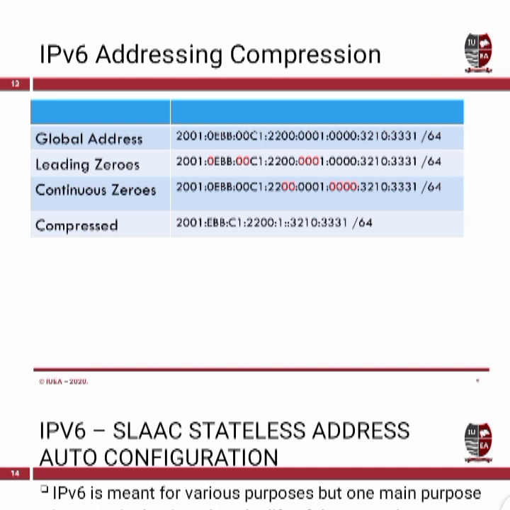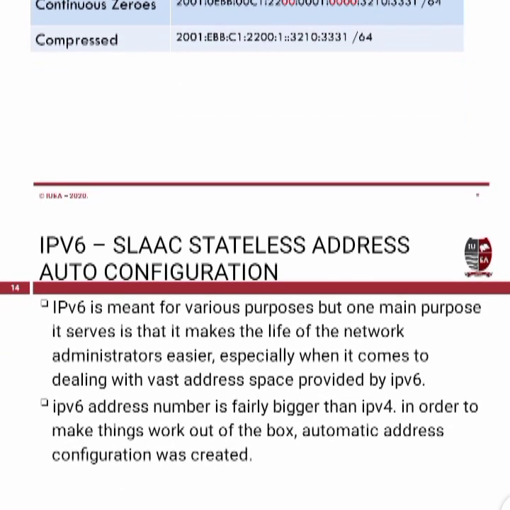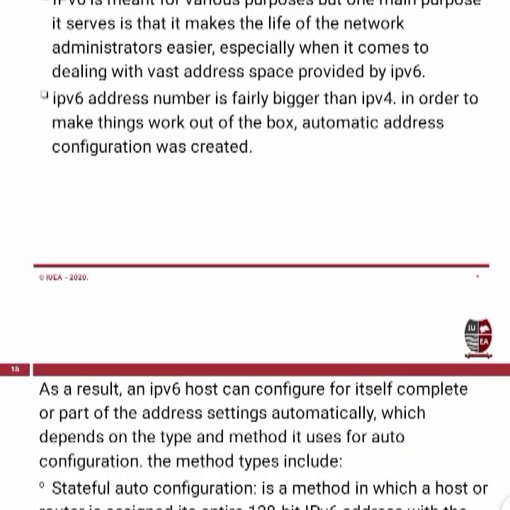IP version 6 addressing compression. You can see the tables there. Global address: leading zeros and continuous zeros compressed. IP version 4.